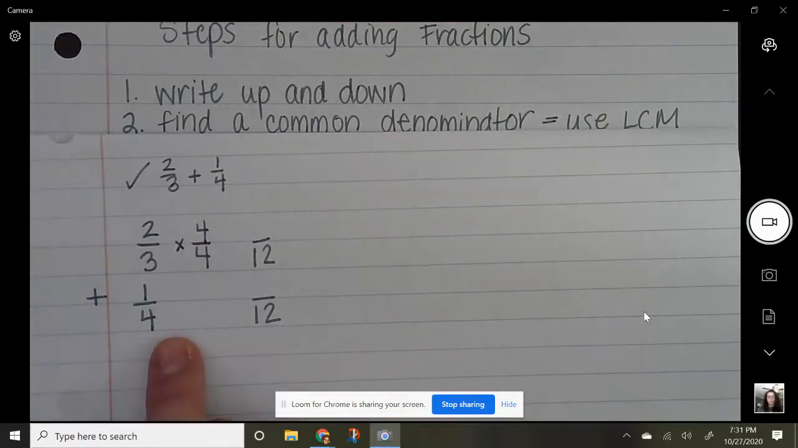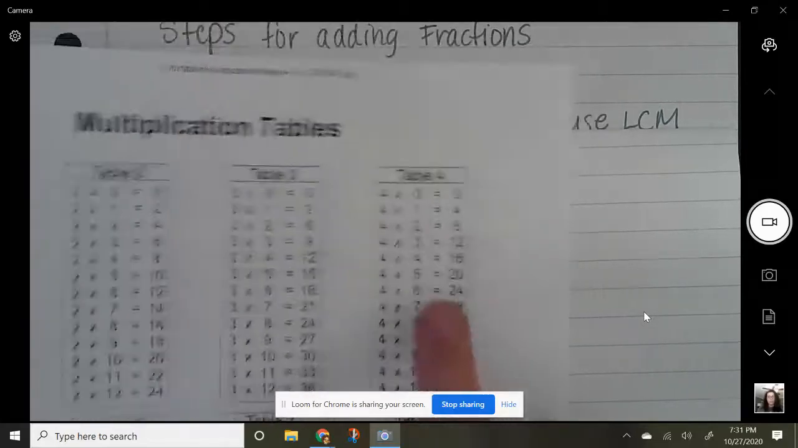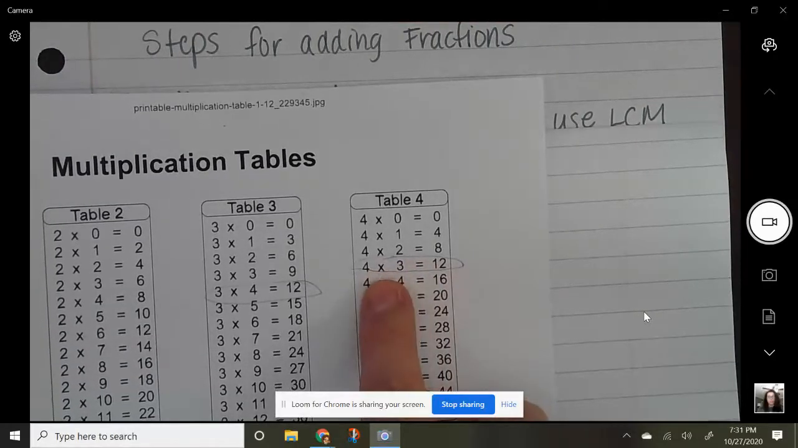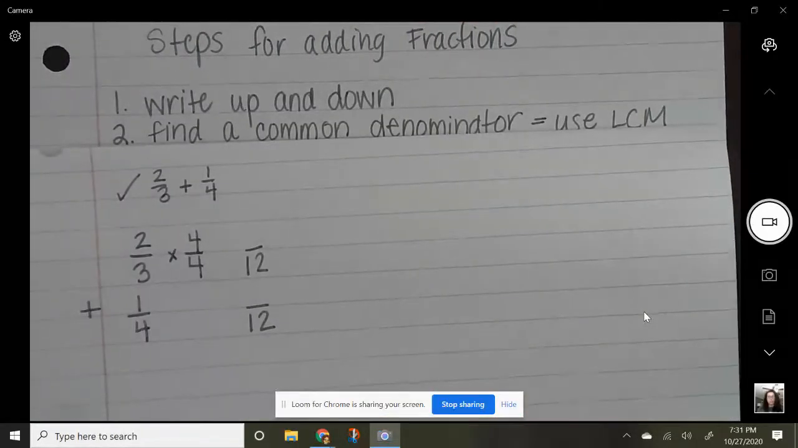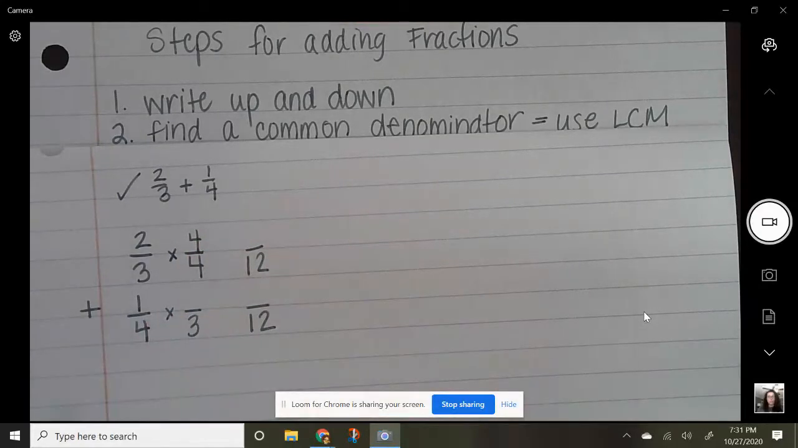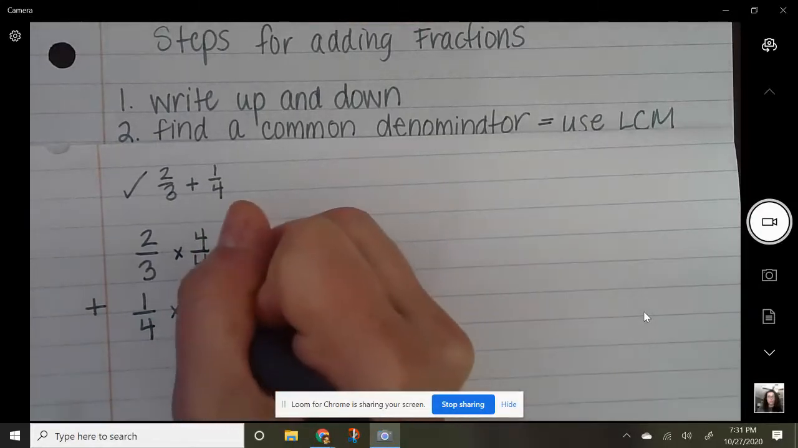Now I do my 4. My multiplication chart says to get 4 to turn into 12, I need to multiply by 3. So I'm going to write that, 3. Whatever I do to the bottom, I do to the top.